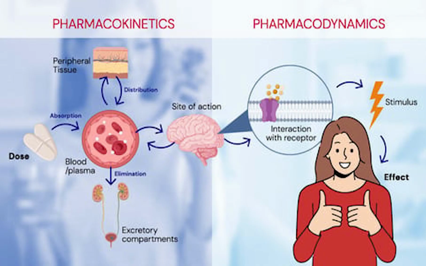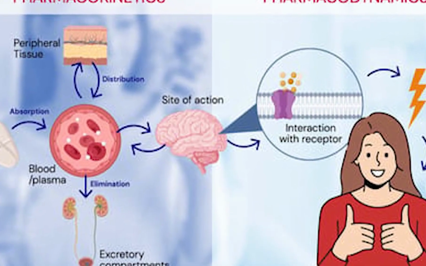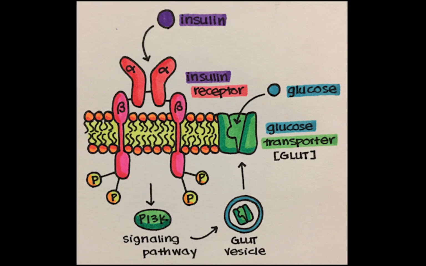A useful concept to introduce here is first-pass metabolism. This occurs when a drug taken by mouth is significantly metabolized by the liver before it enters the bloodstream. As a result, only a small portion of the original dose may reach the rest of the body. This effect influences how much of a drug is needed, and whether an alternative route, like injection or sublingual delivery, may be more effective.